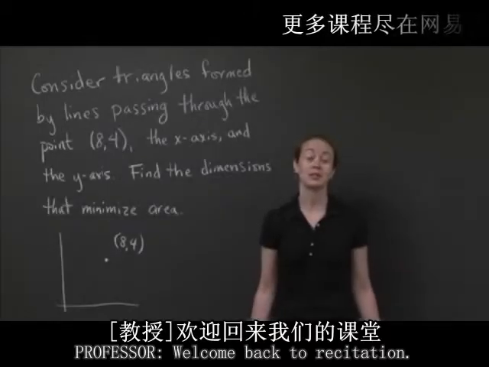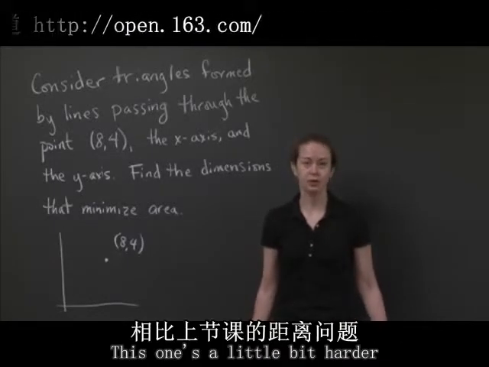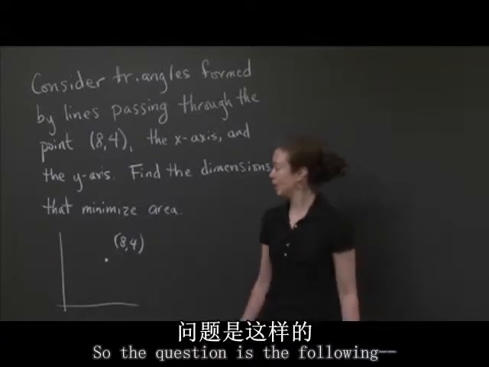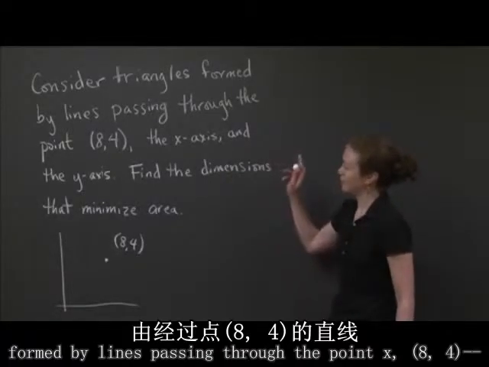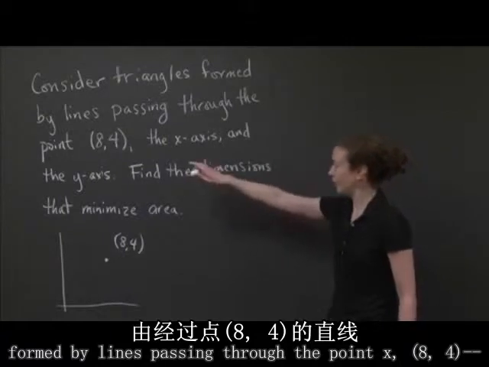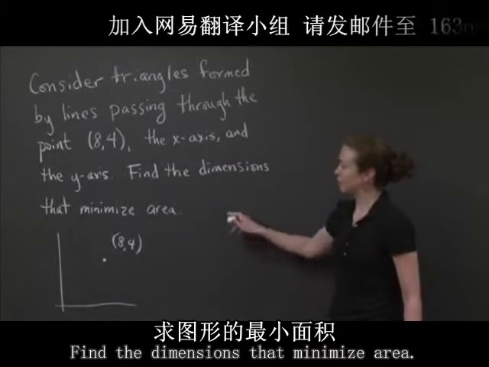Welcome back to recitation. In this video, we'd like to do another optimization problem. This one's a little bit harder than the distance problem. So the question is the following. Consider triangles formed by lines passing through the point (8,4), the x-axis and the y-axis. Find the dimensions that minimize area.